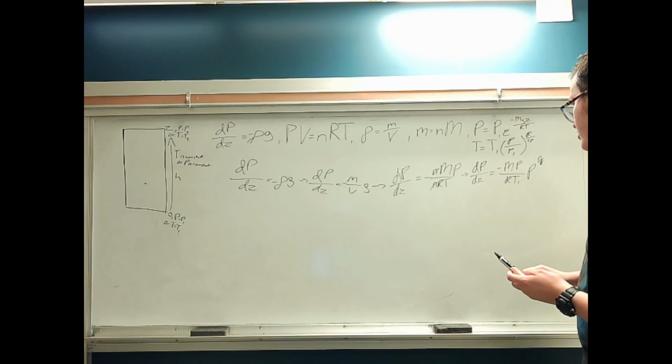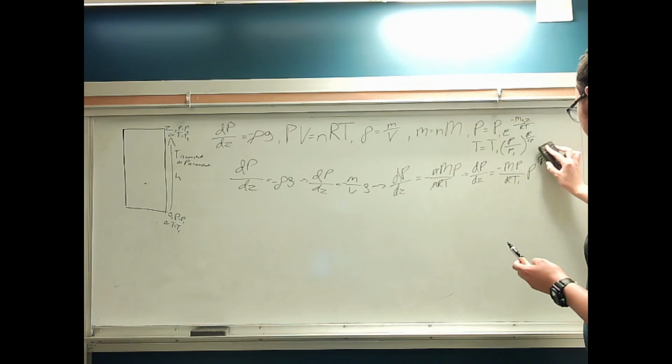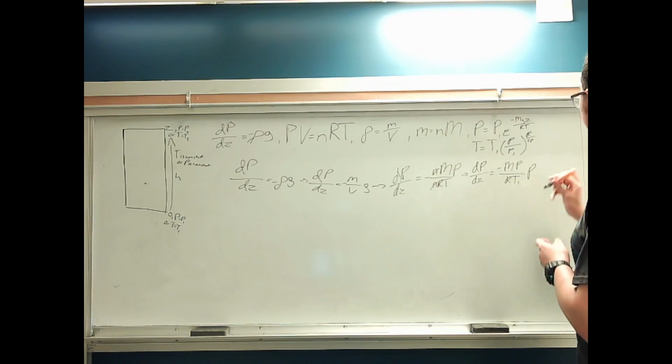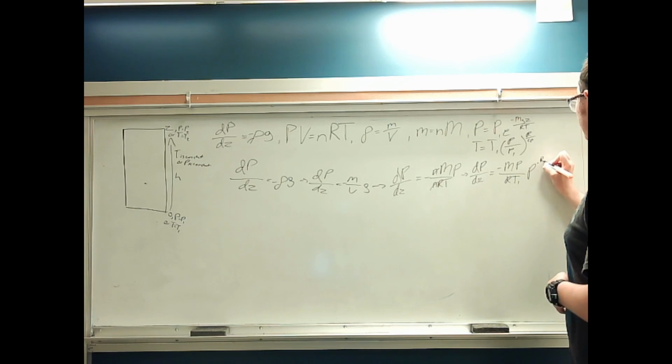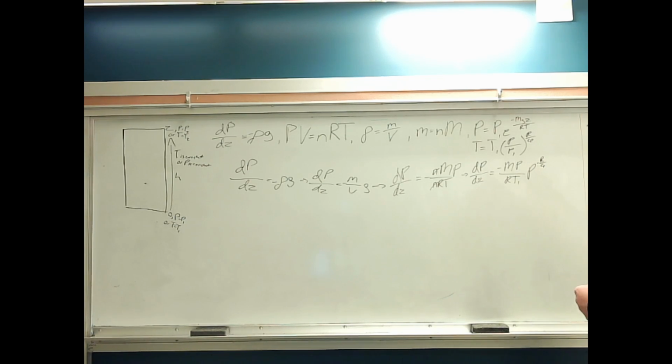Negative Cp over R. Negative R over Cp multiplied by, because pressure is on the bottom, it flips up, starting pressure times positive R to the specific heat constant. Now we're going to move this over and have it be positive. And we're going to move the change in height over.